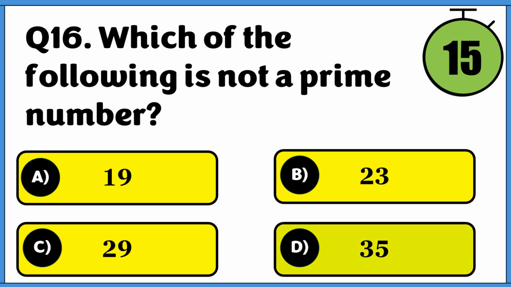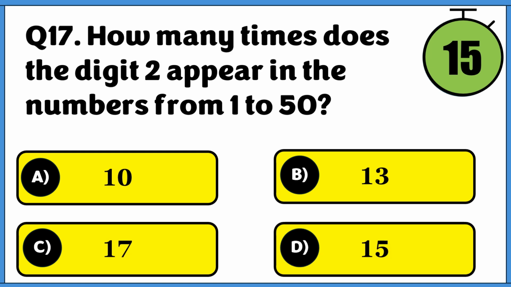The correct answer is D, 35. 35 is divisible by 5 and 7, so it is not a prime number. Question 17. How many times does the digit 2 appear in the numbers from 1 to 50? Is it A, 10, B, 13, C, 17, or D, 15?